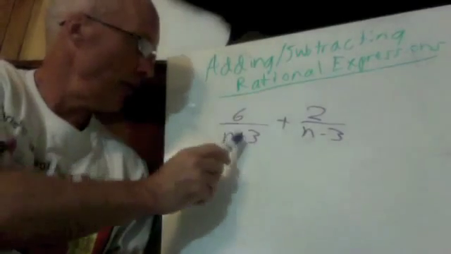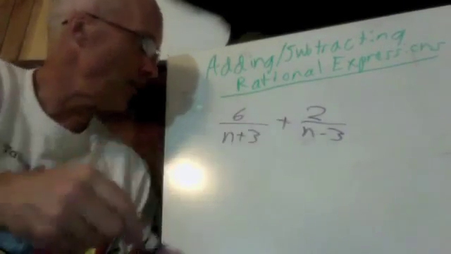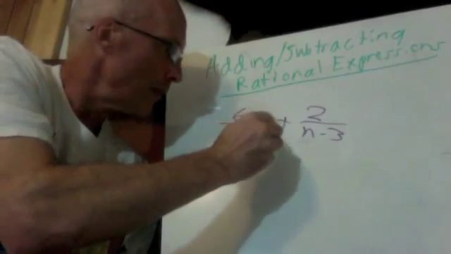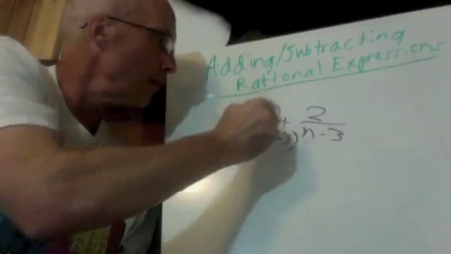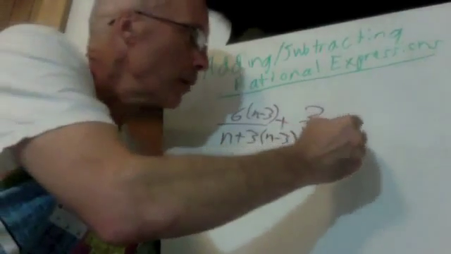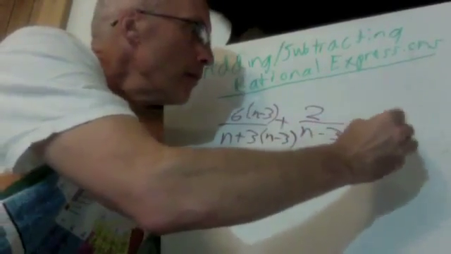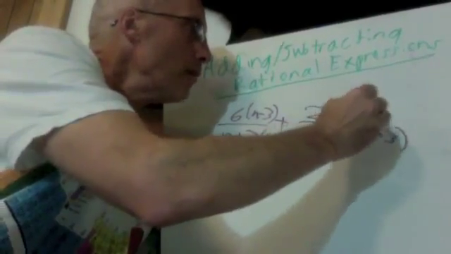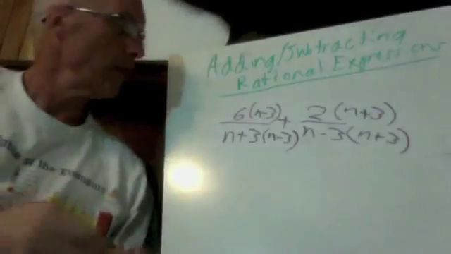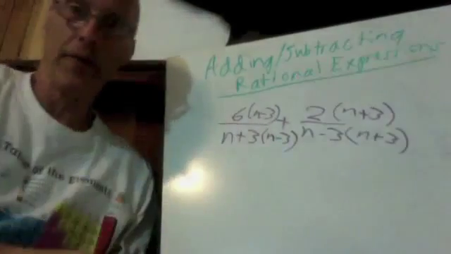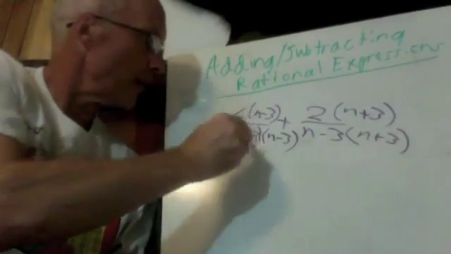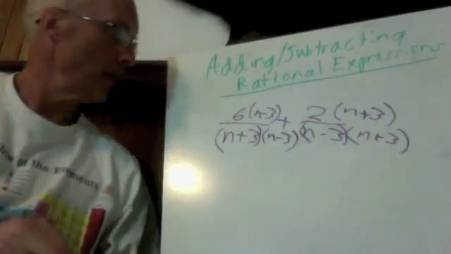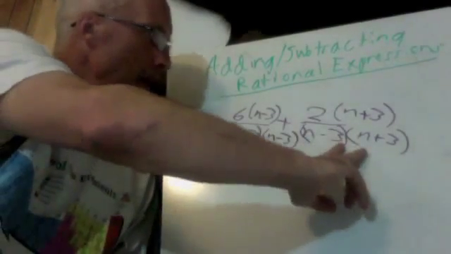So what this one needs is an n minus 3. Remember, you can't just have it on the bottom, you also have to do it on top. And what this one needs is an n plus 3. And again, I have to do it on the top. So basically, I've multiplied by 1 here, I've multiplied by 1 here. Sorry, it's this whole thing times n minus 3, and it's this whole thing times n plus 3. So now, the bottom has common denominators.